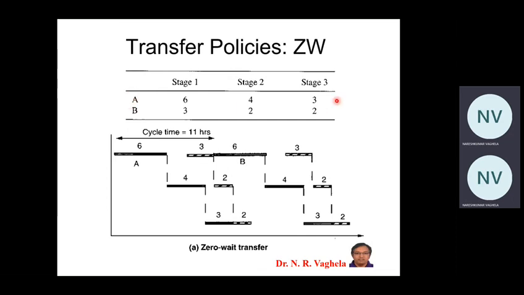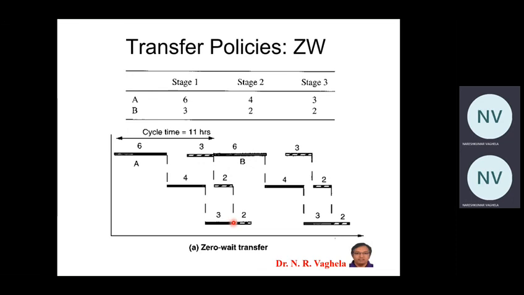Now how can we draw the Gantt chart for this example? Very easy. Product A requires 6, 4 and 3 processing times. So draw this is stage 1, this is stage 2 and this is stage 3. Draw a 6 hours horizontal line, then a 4 hours horizontal line for stage 2 and a 3 hours horizontal line for stage 3. So we can easily draw the Gantt chart for product A. After 6 hours, material is transferred to stage 2. After 4 hours, material is transferred to stage 3, and after 3 hours the product A is produced.